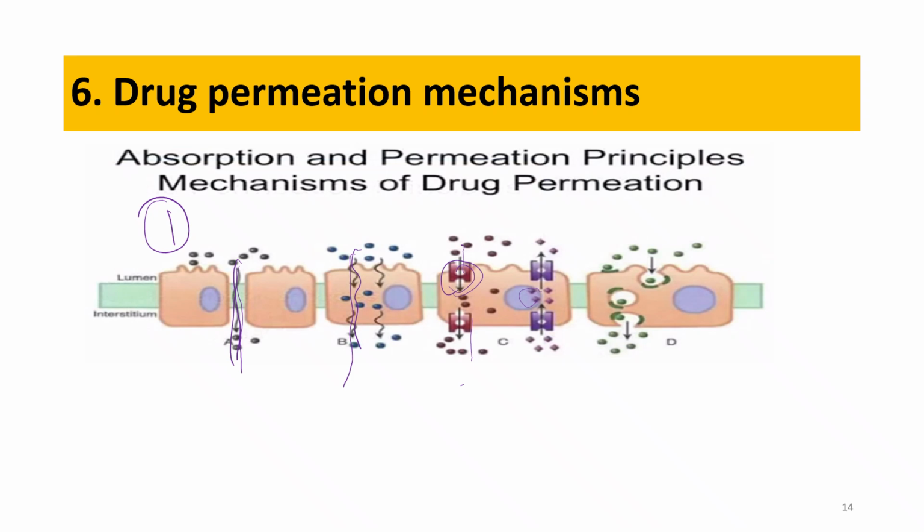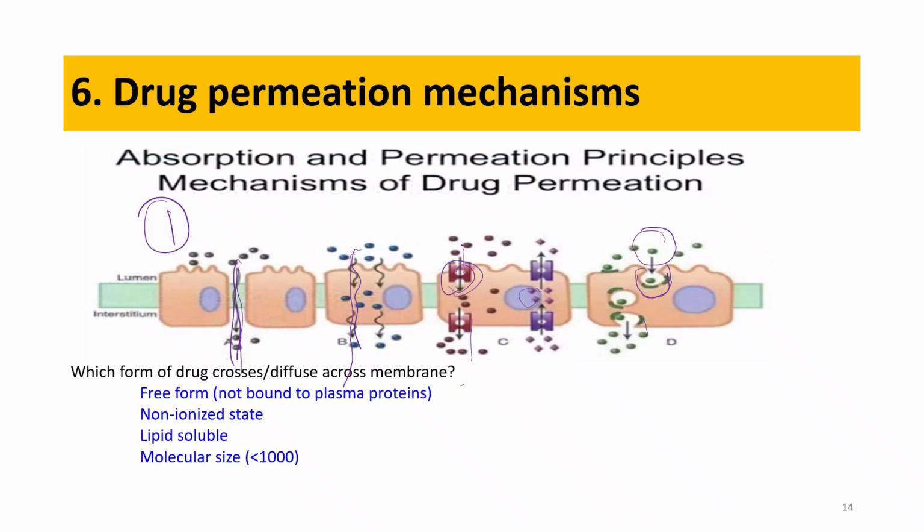And also we have endocytosis. For example, if the molecule is a bigger size, it cannot cross the membrane, so they engulf the molecule and deliver it to the inside. That's like vitamin B12 or botulinum toxins. Those are by endocytosis and exocytosis mechanism. So which form of medication crosses the membrane? The free form crosses the membrane, not the protein bound. Non-ionized state, that is lipid soluble. Non-ionized means lipid soluble crosses the membrane.